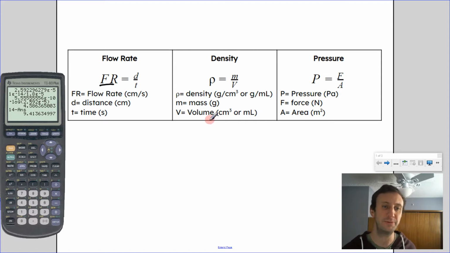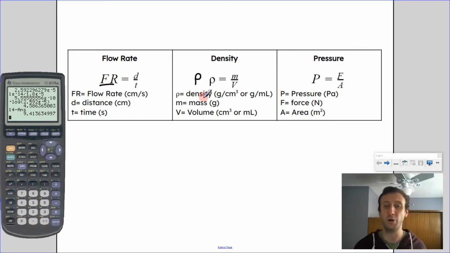So in order for us to find flow rate, all we have to do is take distance and divide it by time. Distance being in centimeters and time we're doing in seconds. For density, we're using this symbol that's called rho, R-H-O, and it's kind of like a weird P. Don't get that confused with pressure, right? I normally draw this starting at the bottom and then kind of curling around like this, so a bit different.